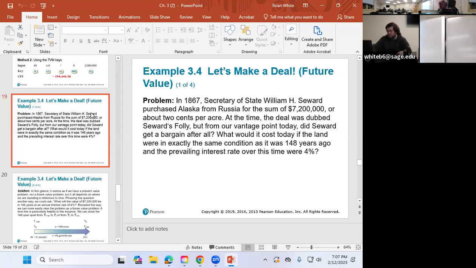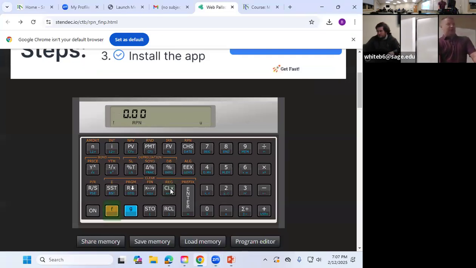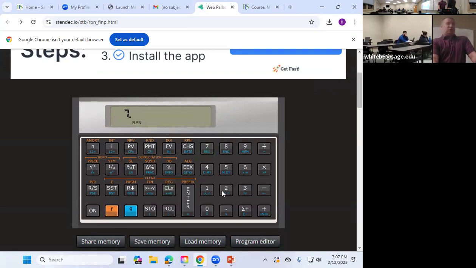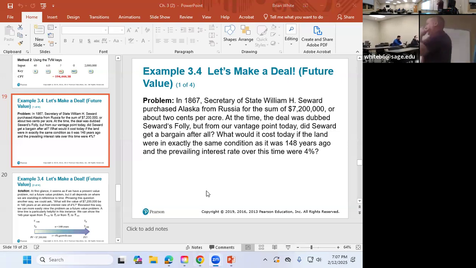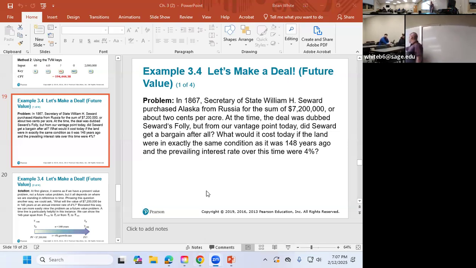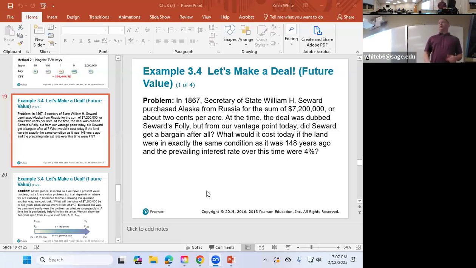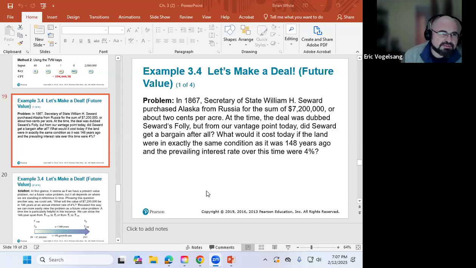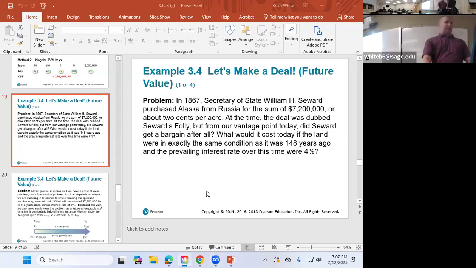So we got, walk me through it. We had $7.2 million, and I should go back, I'm sorry, to allow the online folks a minute to see this. You have a sum of $7.2 million. You have 148 years at 4%. Who wants to walk me through this equation here? So 7.2 million, is that present value? Future value? Is that a payment? Where are we at for this one, right? All right, present value.